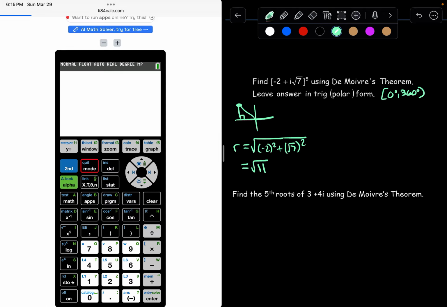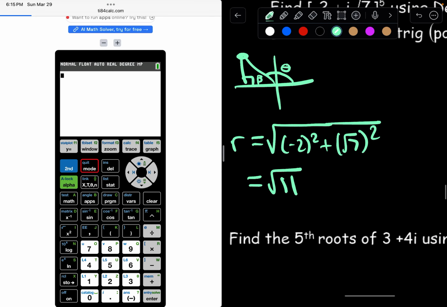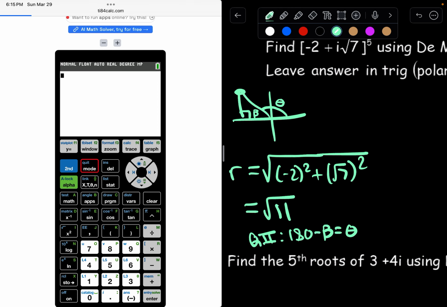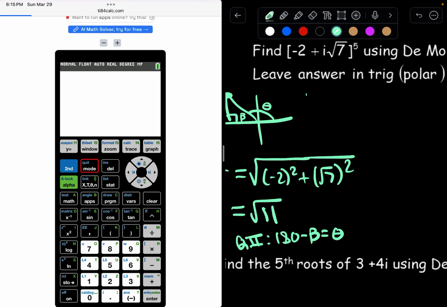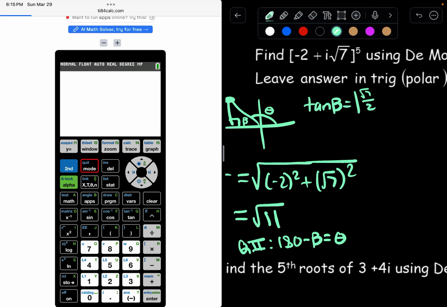Now for the theta, it is in quadrant 2. So our theta is here, which means since I'm using the calculator, I will use this beta, okay? Just to recall, in quadrant 2, to find theta, we do 180 minus beta is equal to theta. Now with this one, we'll have tangent beta is equal to the absolute value of opposite over adjacent. Our opposite is root 7, and then our adjacent is 2. So that means beta is equal to inverse tangent of root 7 over 2.